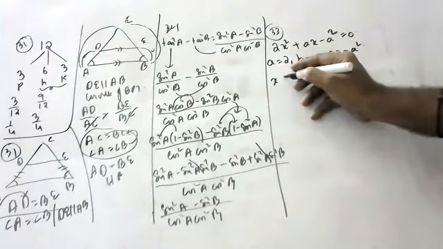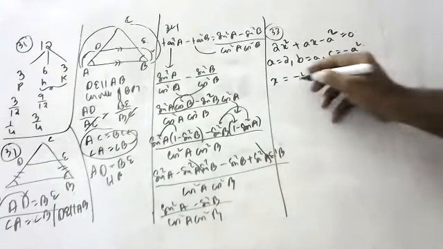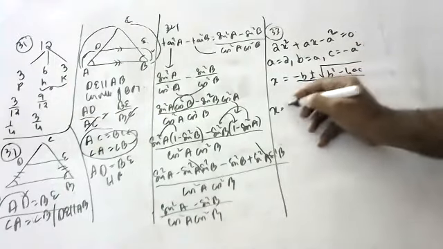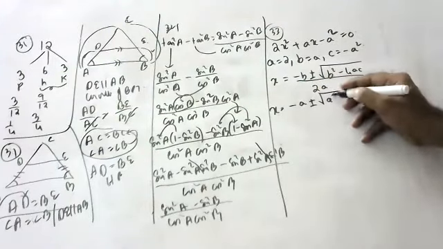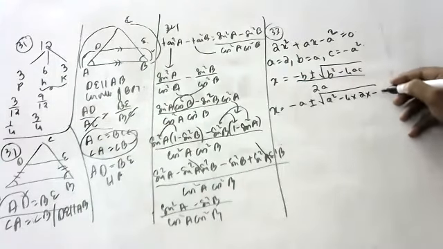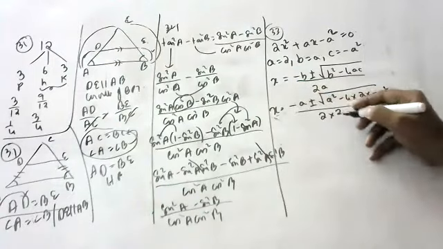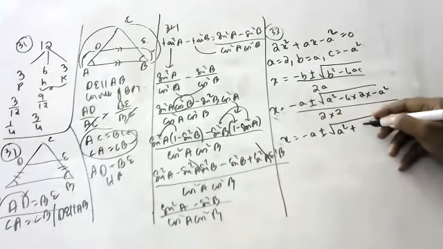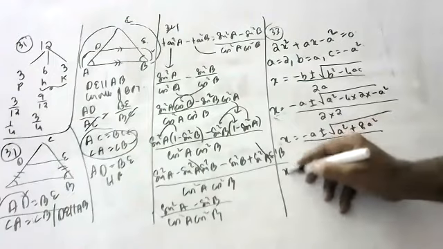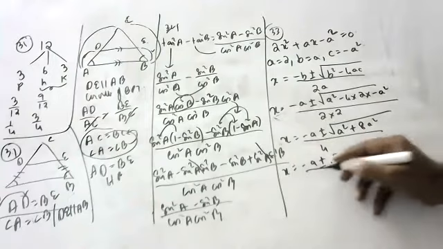What is the quadratic formula, children? Minus b plus or minus under root b square minus 4ac by 2a. Minus a plus or minus under root a square minus 4 into 2 into minus a square by 2 into 2, which is 4. So x is equal to minus a plus or minus under root of a square plus 8a square by 4, which is minus a plus or minus under root 9a square by 4.